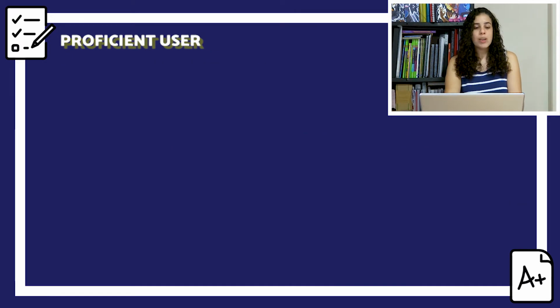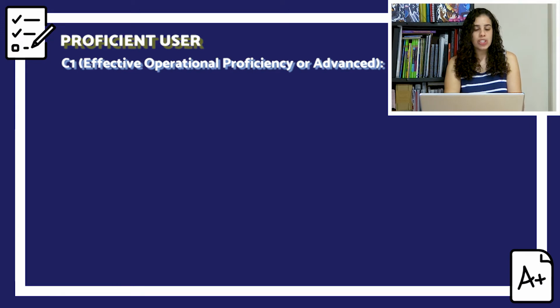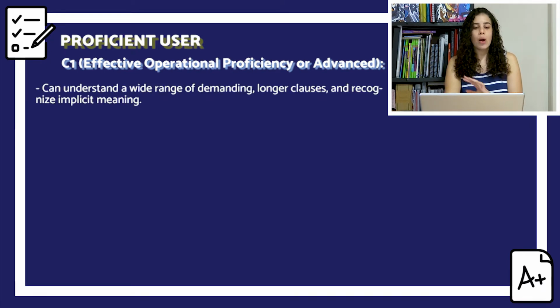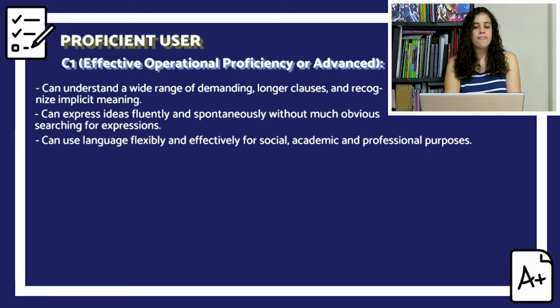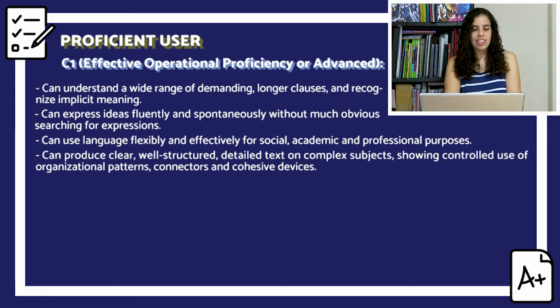Proficient user. C1, effective operational proficiency or advanced. Can understand a wide range of demanding, longer texts and recognize implicit meaning. Can express ideas fluently and spontaneously without much obvious searching for expressions. Can use language flexibly and effectively for social, academic, and professional purposes, and can produce clear, well-structured, detailed text on complex subjects showing controlled use of organizational patterns, connectors, and cohesive devices.